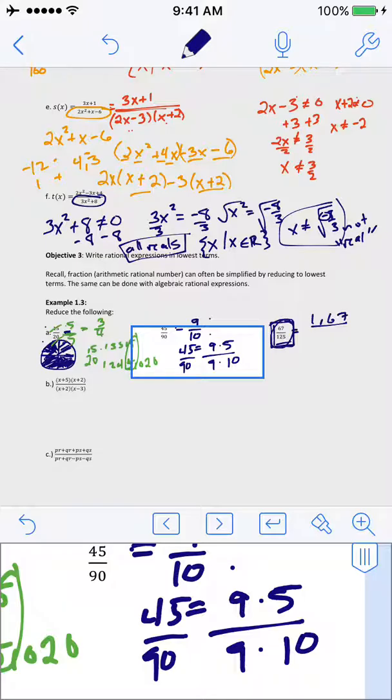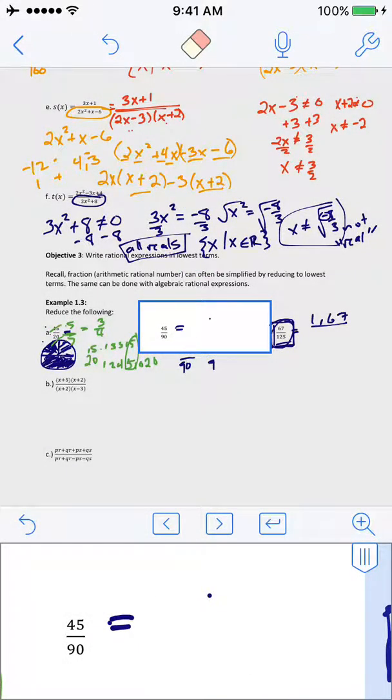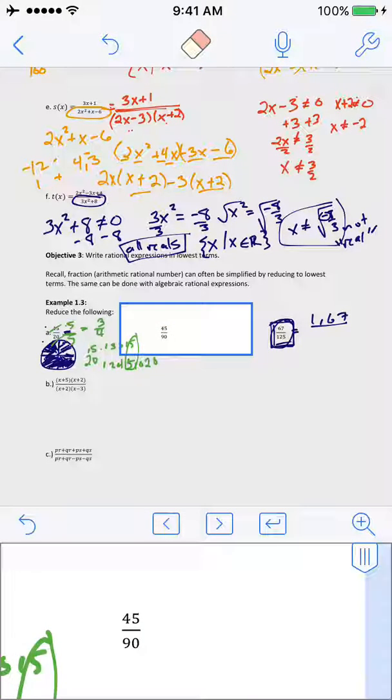I think I did this one wrong. Yeah, my apologies. I did this one wrong. Okay, let's try this one again. I don't know why I was dividing by 9 and then 5. Let's think about this one because I was going to go back and redo this anyways.